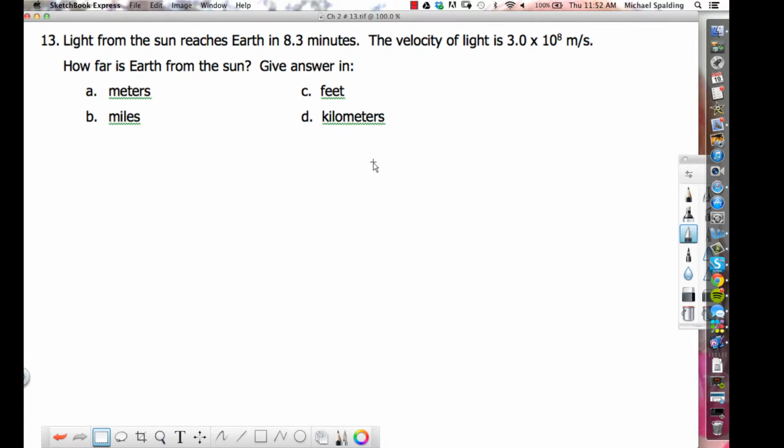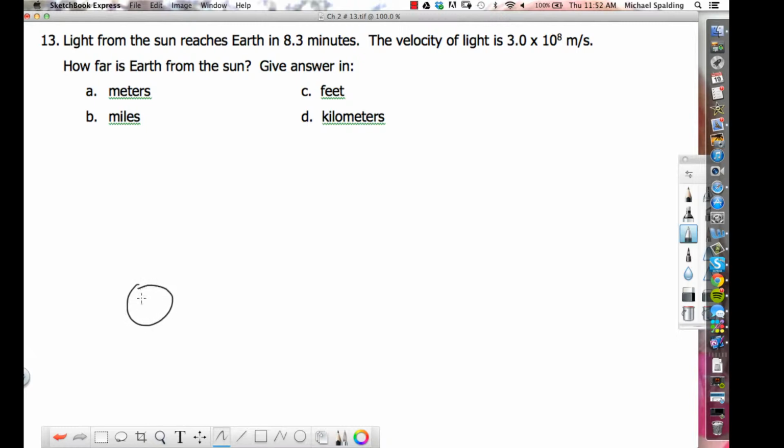So we have light from the sun reaching the earth in 8.3 minutes, and we're given the velocity of light as 3 times 10 to the 8th meters per second. The question is, how far is the earth from the sun?